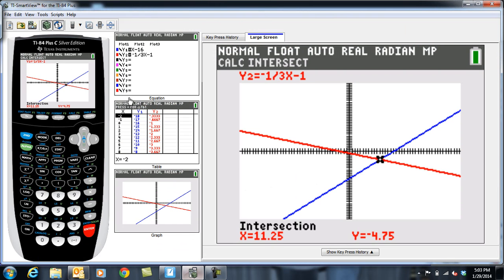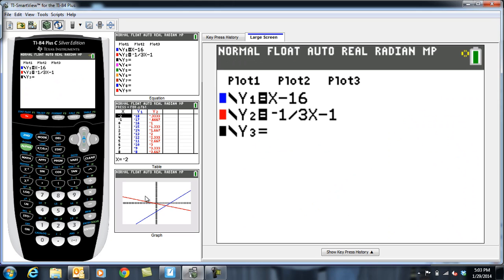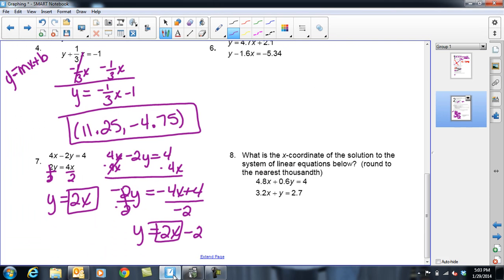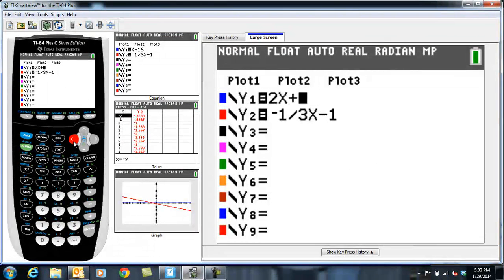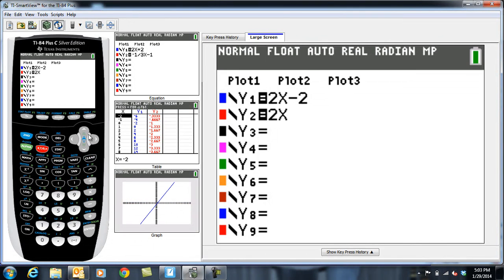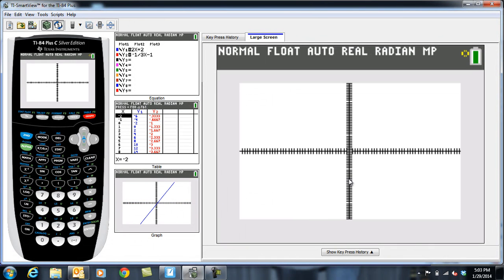So we're going to go over here, we're going to go to y equals. Our first equation was 2x plus 2, or is it minus 2? It's minus 2, my bad. 2x minus 2, and then my second equation is just 2x. And I'm going to graph those two lines so that I can look at what they look like.